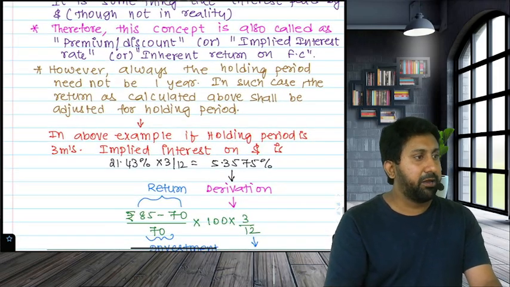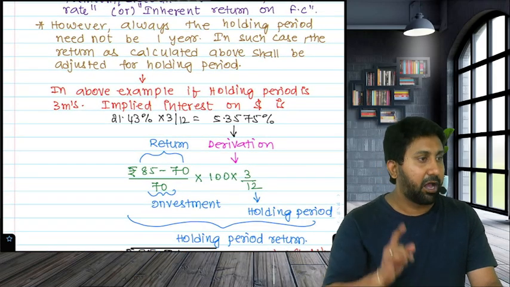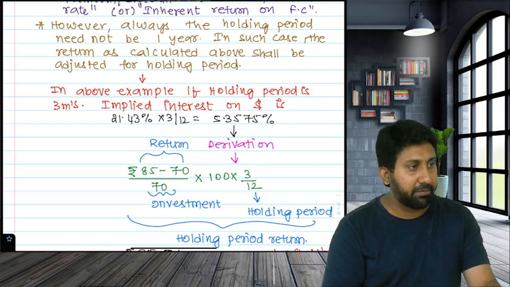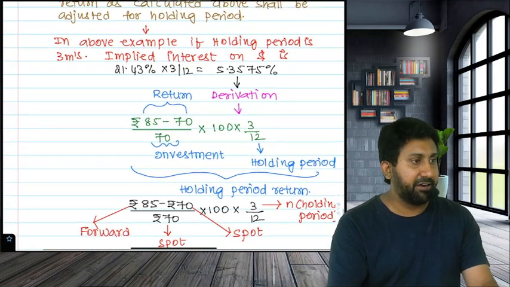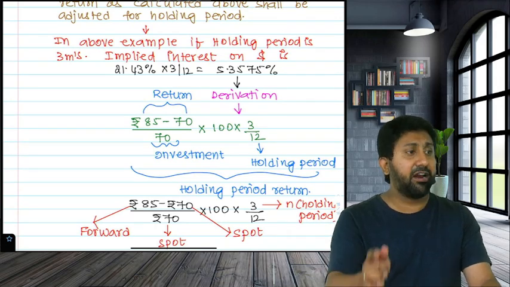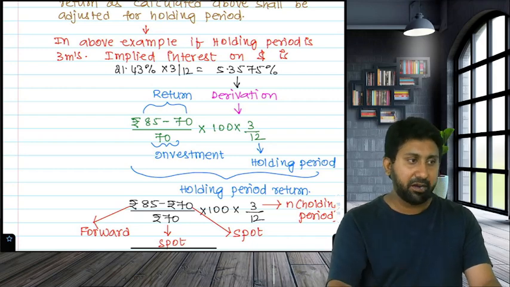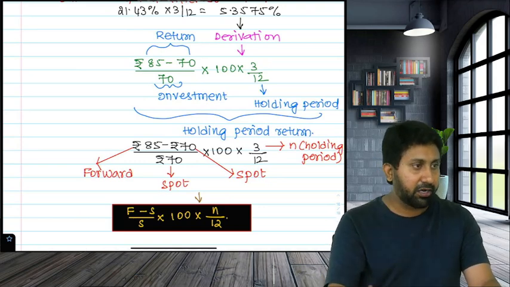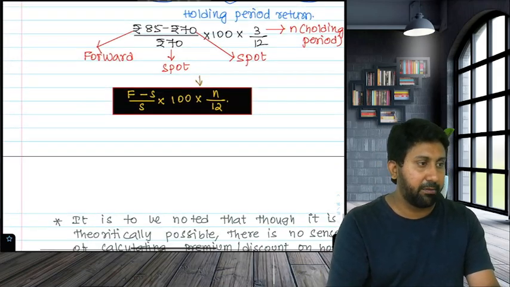However, the holding period need not always be 1 year. In such a case, the return as calculated above shall be adjusted for the holding period. In the above example, if the holding period is 3 months, the implied interest on the dollar is 21.43% into 3 by 12, which is 5.3575%. The derivation will be like this: 85 minus 70 by 70 into 100 into 3 by 12. 85 minus 70 will be the return, divided by 70 which is the investment, gives return on investment, into 100 into the holding period 3 by 12. That will give you the holding period return. 85 is the forward, 70 is the spot, and 3 is the N. F minus S by S into 100 into N by 12.